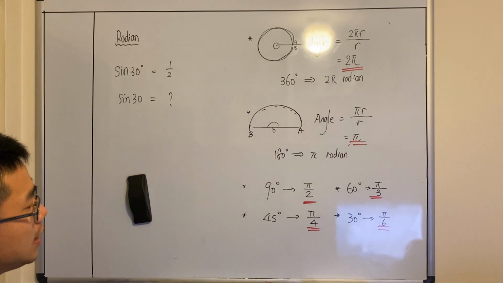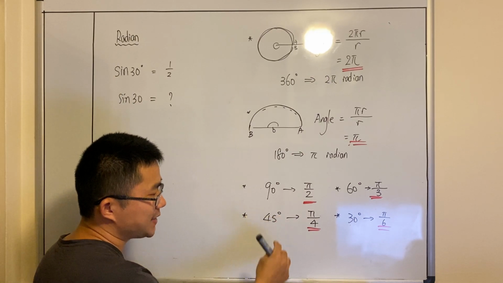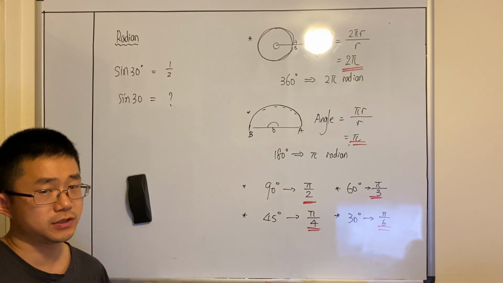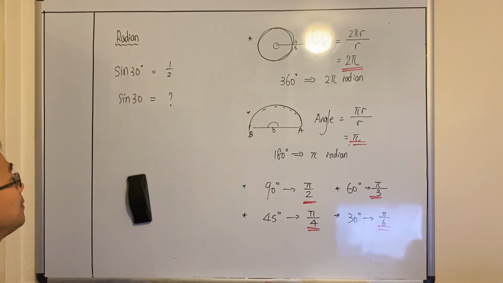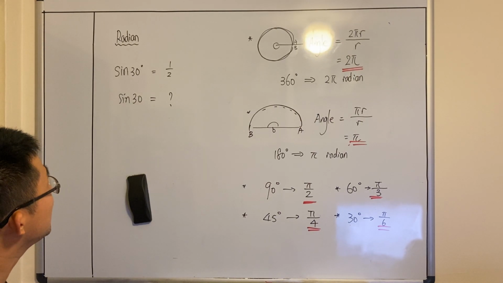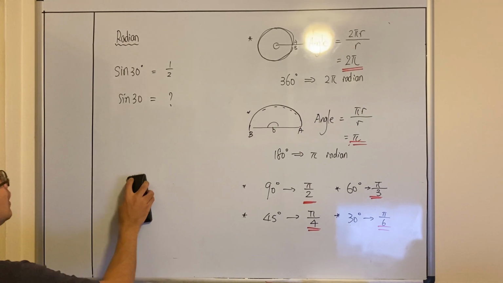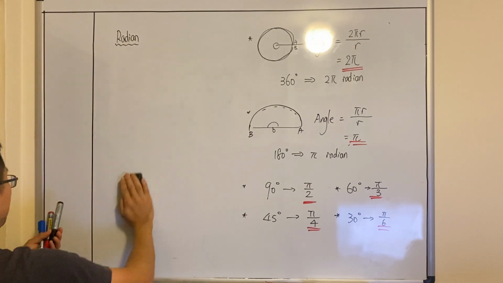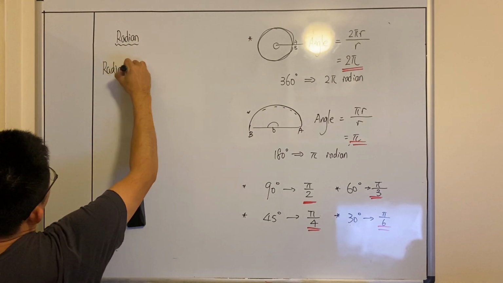Totally different answer. So from now on, if you don't write this little circle here to represent that the angle is a degree, it is going to assume that it's radian. So make sure that you remember how to specify whether your angle is in radian or degree. This is really important. Next, I'd like to show you how to convert from radian to degree.